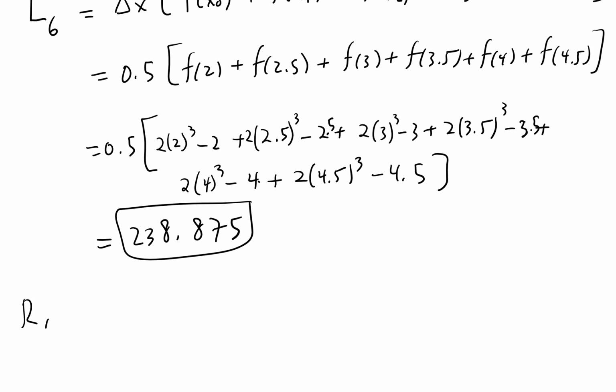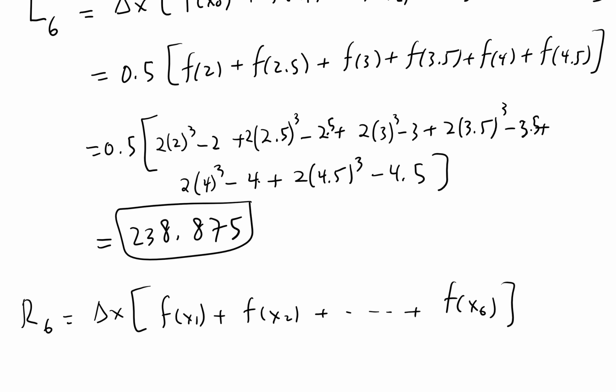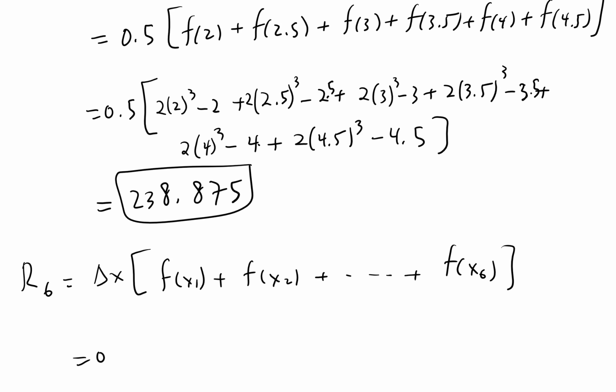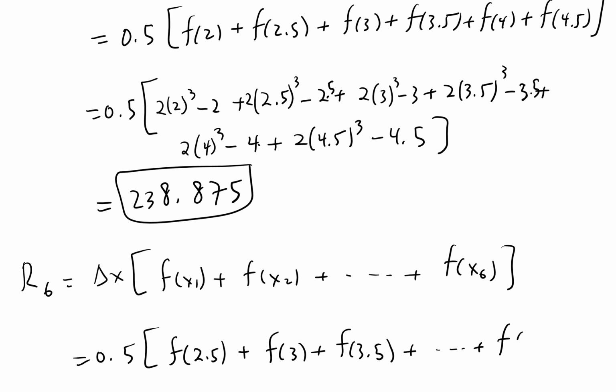R sub 6 is going to be delta x. We skip the first value of x0 and we do f of x2 all the way to f of x6. So this is 0.5 times f of, we skip the 2, 2.5, f of 3, f of 3.5, all the way to f of, the last value was 5.